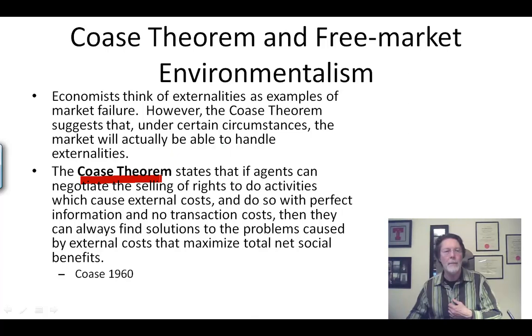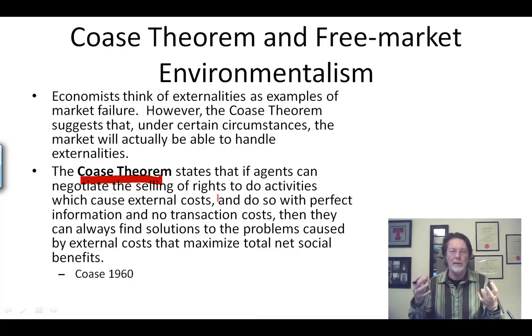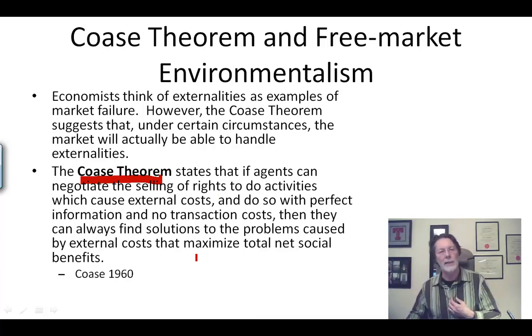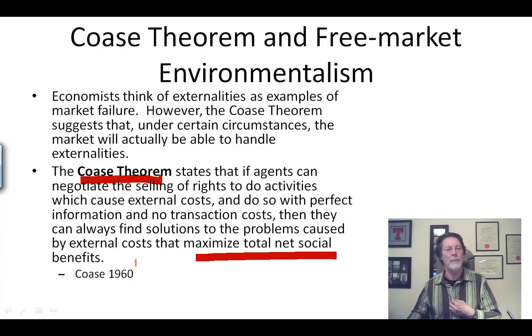The Coase Theorem states that if the agents can negotiate the selling of rights to do activities which cause external costs, like polluting activities, and they can do so with perfect information and no transaction costs, and this is the crucial thing, then they can always find solutions to the problems caused by external costs. And these solutions will maximize total net social benefits.